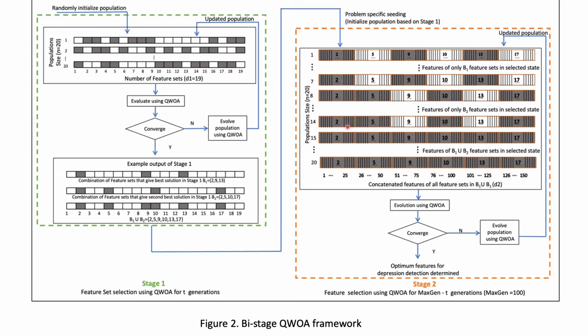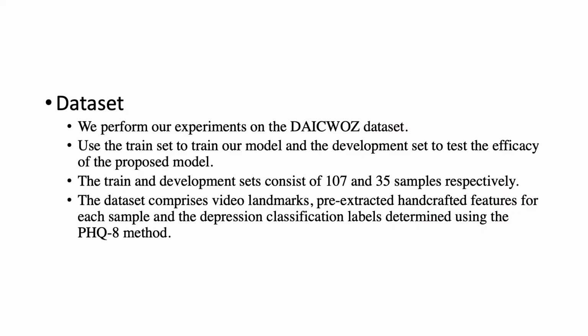And in this, instead of random initialization, we have initialized it as per the algorithm shown in the previous slide, and we evolve this population for 100 minus t generations, and at the end we obtain the set of features that will give us the best performance.